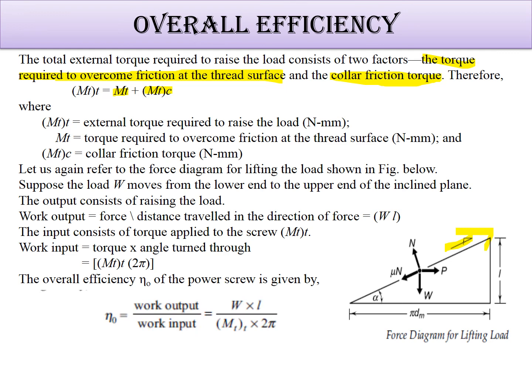And the efficiency will be work output upon work input. Work output is W into L, which we have seen here, and this is torque into 2 pi, which is the work input. So this work output and work input are important to find the efficiency. Based on that, the formula can be written in this manner: efficiency is equal to WL upon 2 pi total torque. So this is how the overall efficiency can be calculated for the screw. Okay, thank you.